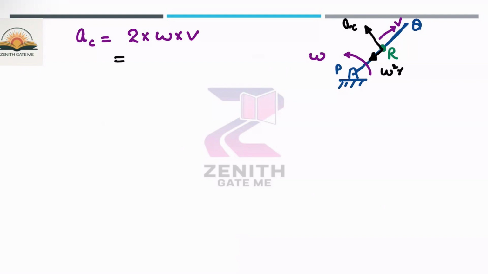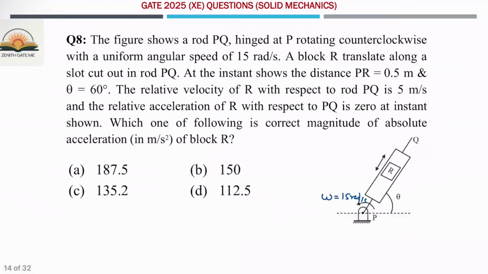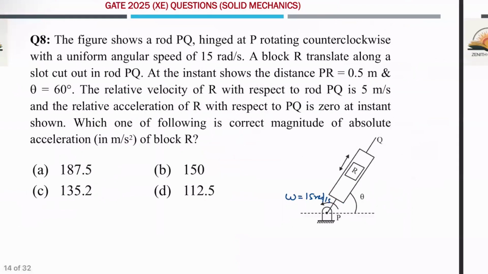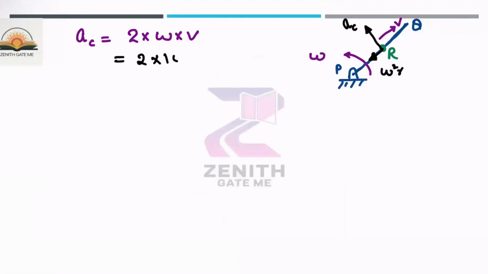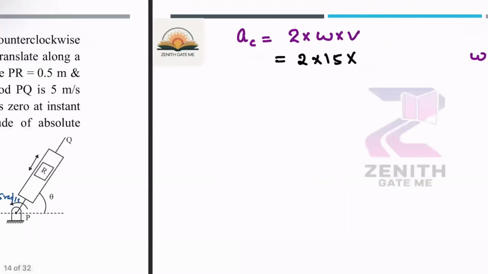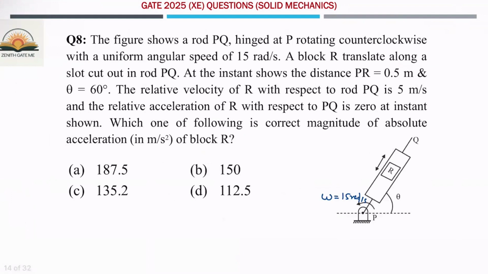Coriolis acceleration you can easily calculate. Omega value is given. Is the omega value given? Yes, omega value is 15, and the velocity which is given is, what is the velocity?